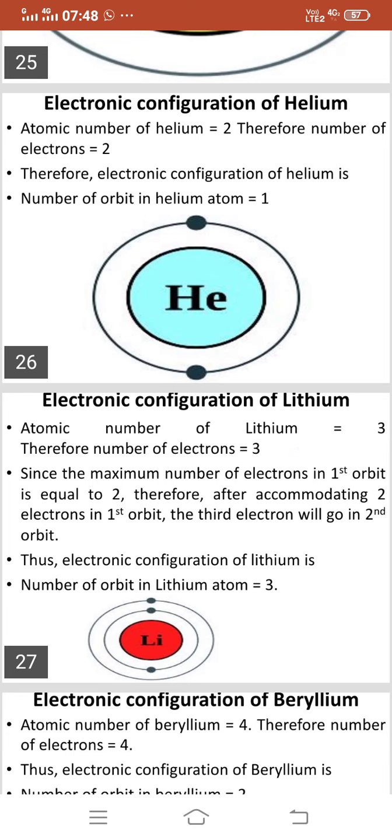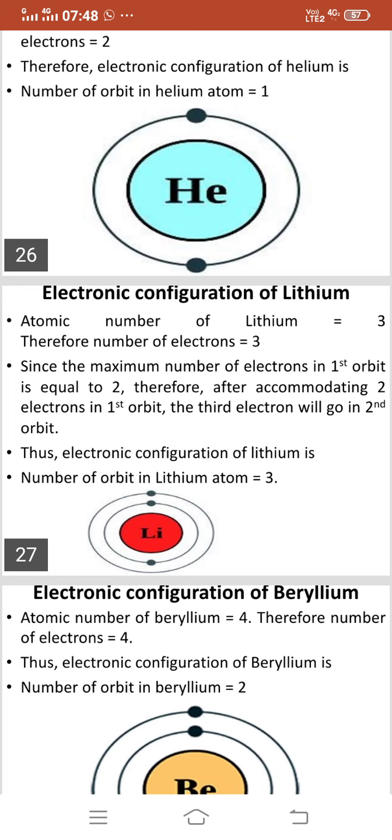Now you can see the electronic configuration of lithium. The atomic number of lithium equals 3. So the number of electrons equals 3. Since the maximum number of electrons in the first orbit is 2, therefore after accommodating 2 electrons in the first orbit, the third electron will go in the second orbit. Thus the electronic configuration of lithium: the number of orbits in a lithium atom equals 2.